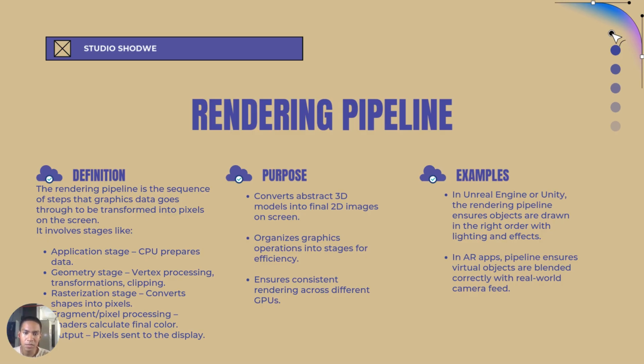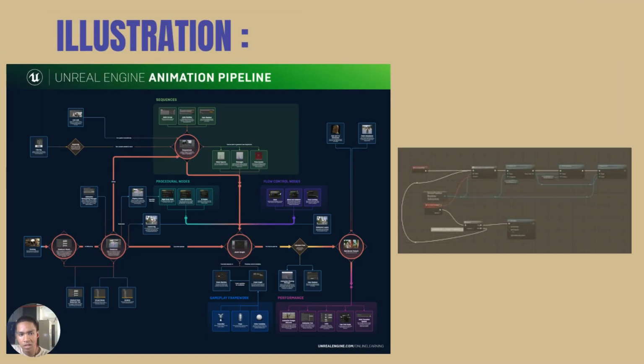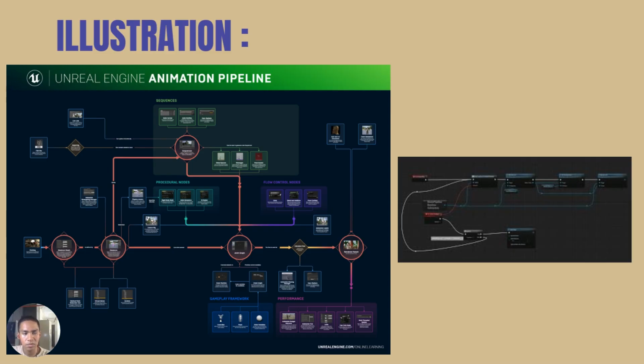So, an example, in Unreal Engine or Unity, the rendering pipeline ensures objects are drawn in the right order with lighting and effects. In AR apps, the pipeline ensures virtual objects are blended correctly with the real-world camera feed. So this is one of the pipelines in Unreal Engine, same as the one on the right. It's like steps for something to be made into an output.